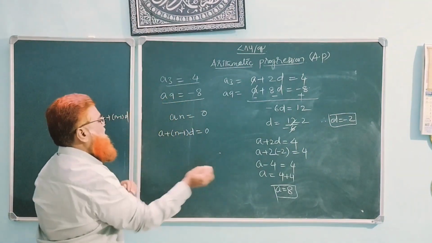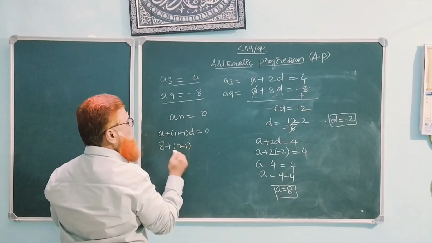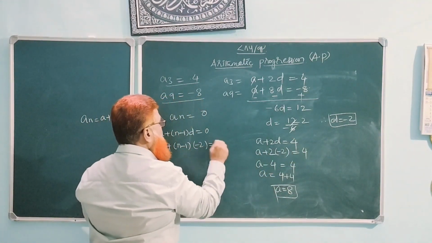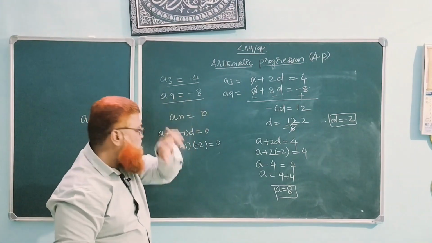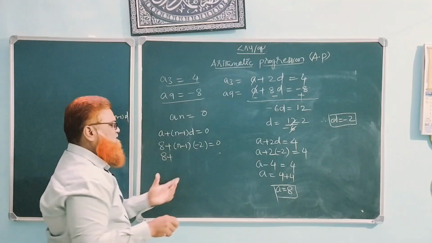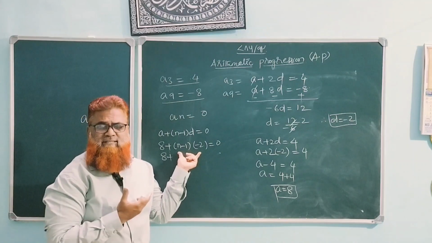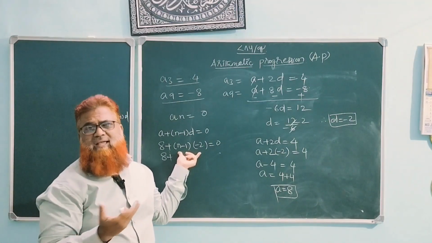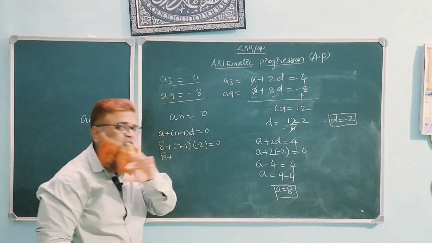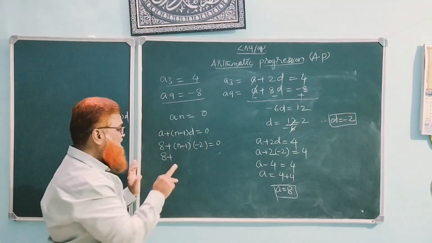Substitute that one. a is what? 8 plus (n minus 1) into d, which is what? Minus 2. That is equal to 0. The nth term is equal to 0. Let's see which particular term we get. 8 plus, this is the common basic simplification. Most of my students, on the basis of experience, I say you can solve the technicality of the problem, but such basic things you will lapse and you will collapse. Don't make that blunder or mistake here.